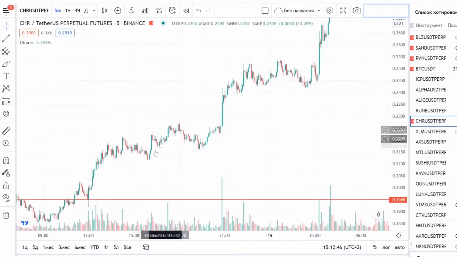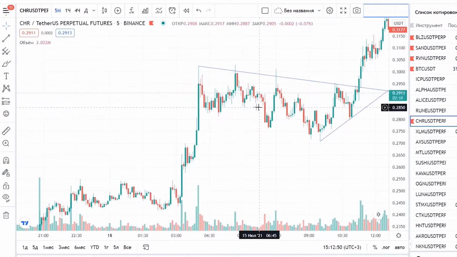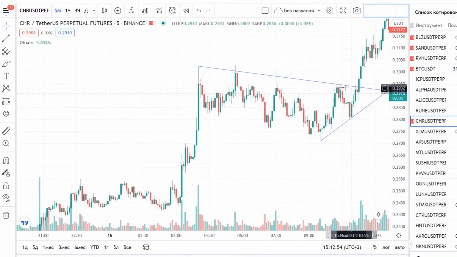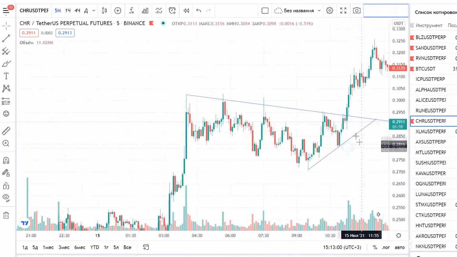There was a strong pump of the coin. A small correctional movement was formed in the form of a slope line. At the end of the slope, the price compressed a little, and I noticed that the compression occurred at the time of good volumes. I entered the breakout of this slope.